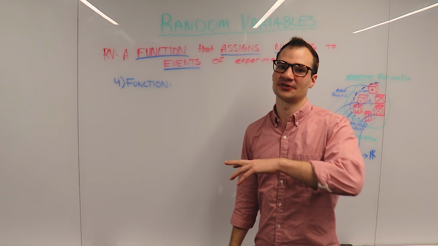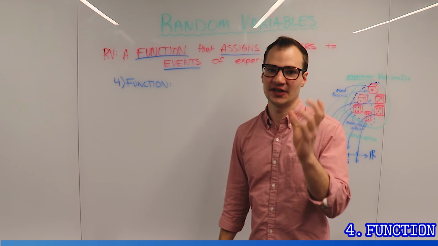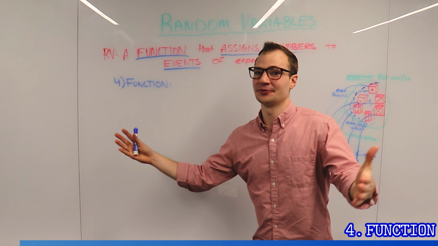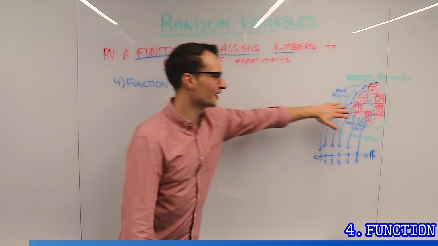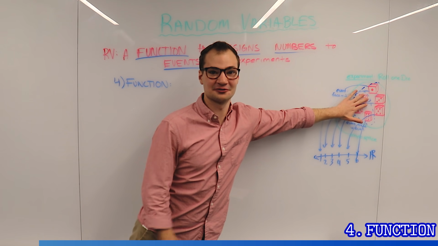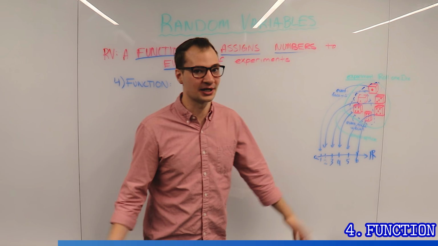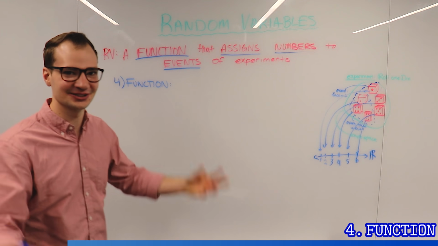You've been hearing this for like 10 years, right? A function takes an input and maps it to an output. That's what we've been talking about the whole time, right? We're taking an input, the result of rolling a die, and mapping it to an output, a number on the real number line. That's it. That's like the accumulation of all of this.